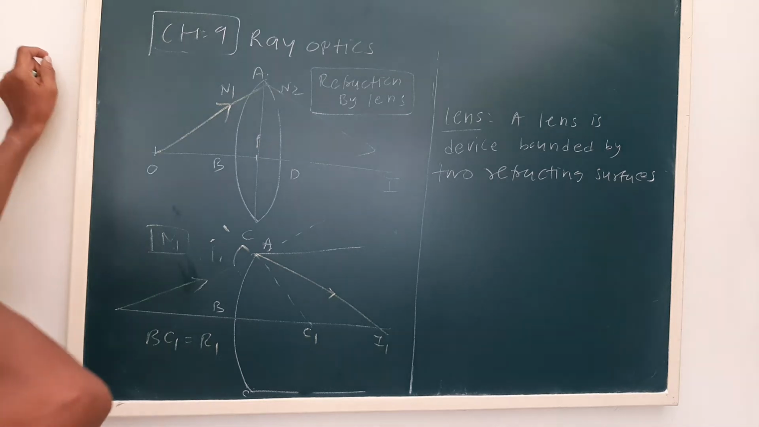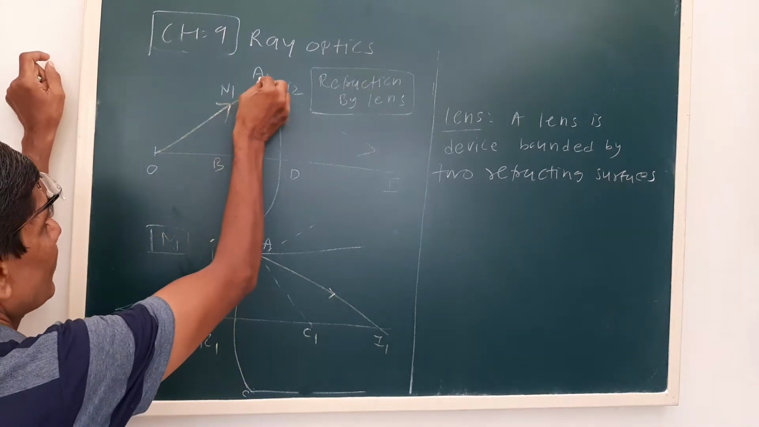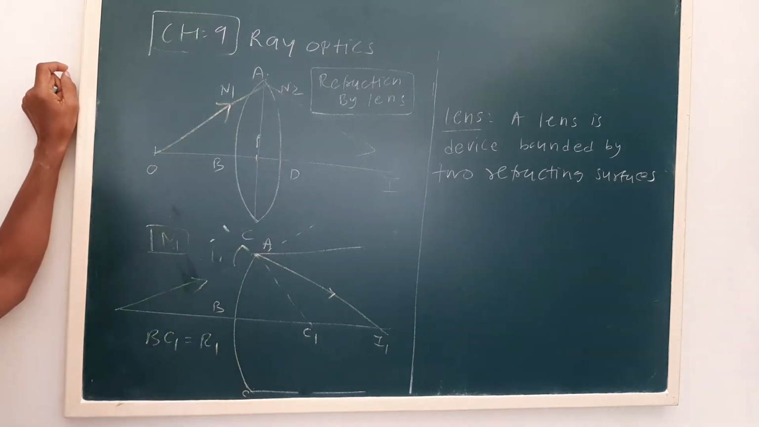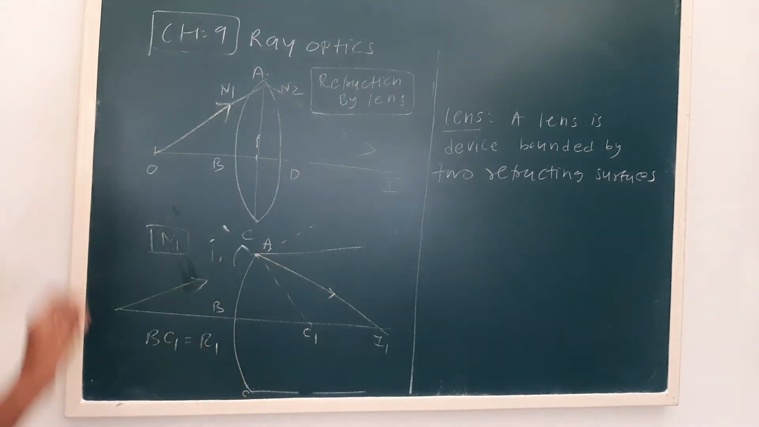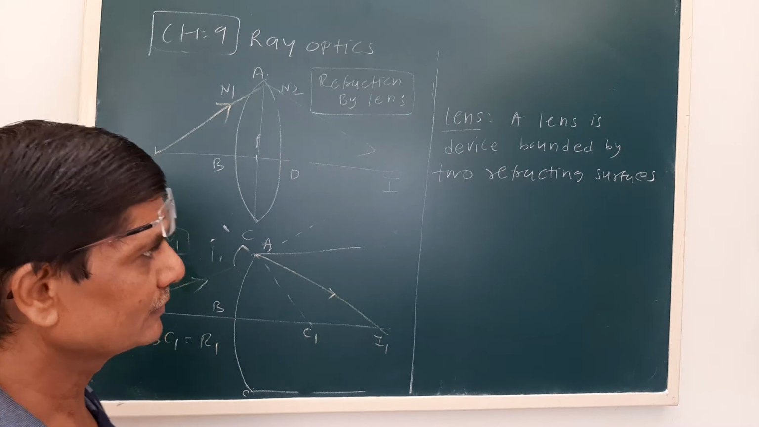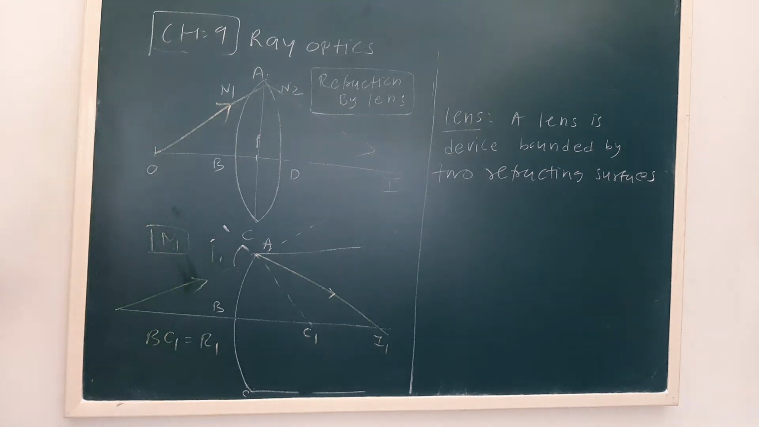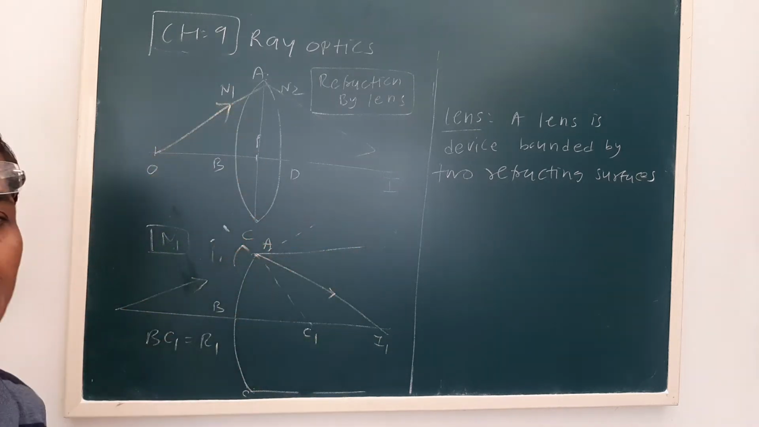What can we see in this diagram? See, ABC, that is N1, is one refracting surface, and ADC, that we call N2, is another refracting surface. In that case the refraction will take place two times, one by the ABC surface and secondly by the ADC surface.